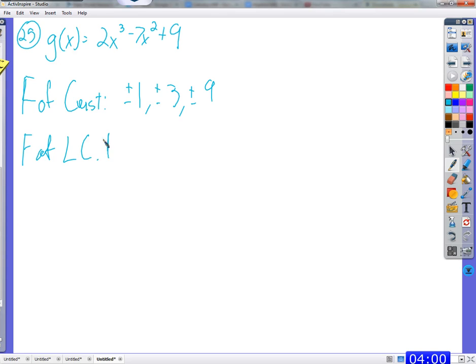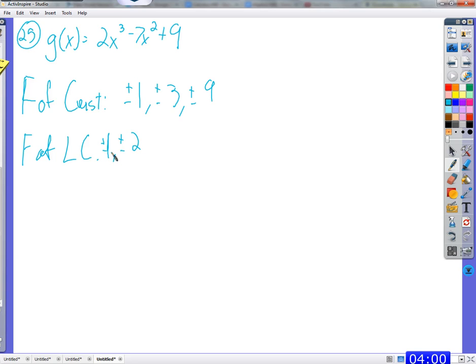1 and 2. Now, let me remind you in case you don't remember, because we haven't actually done this yet. This is just a list of the factors of the constant, and this is just a list of the factors of the leading coefficient. How do we make a list of our possible zeros? Multiply the two. Close. We divide. So we take these numbers divided by these numbers. This one divided by that one.